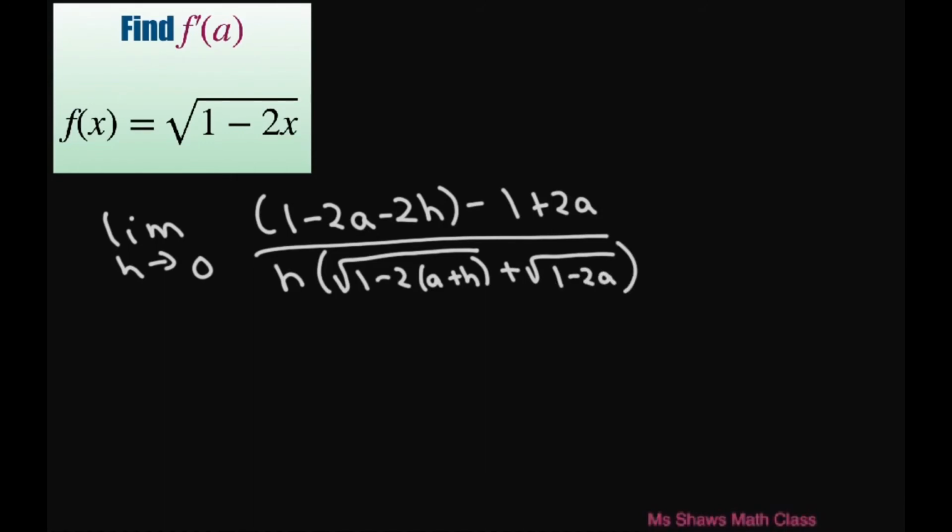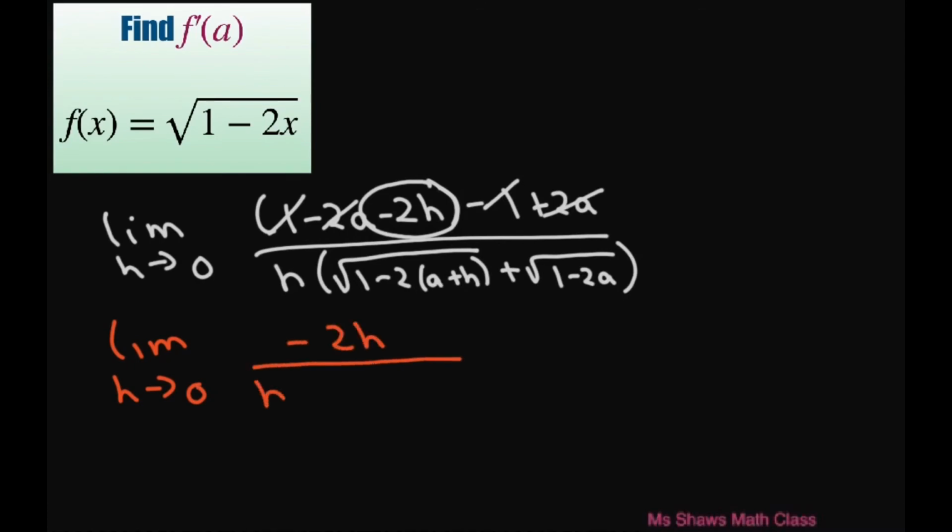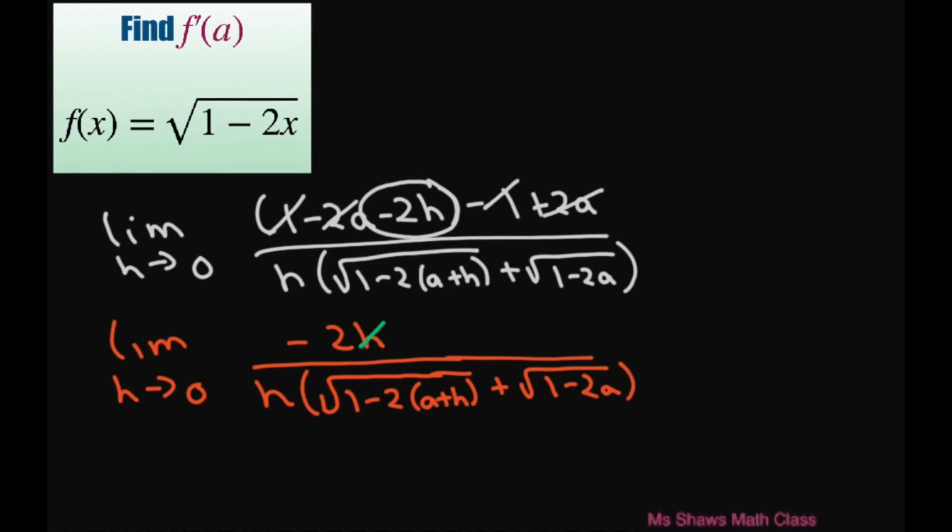All right. Now, what's going to happen is the 1's are going to cancel. The 2a's are going to cancel. And now we have negative 2h. So now we have the limit as h approaches 0 of negative 2h divided by h times, again, we've got to copy this down, 1 minus 2 times a plus h plus the square root of 1 minus 2a. And basically all we're doing in this step is canceling out the h's.